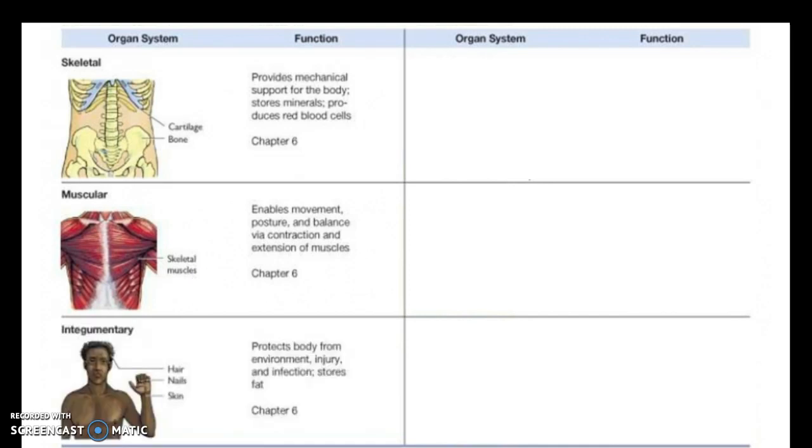Then, integumentary system, and that is basically a big, long, fancy word for your skin. And it's not just the skin, it's the hair, the nails, anything on the outer exterior part of your body is part of the integumentary system. The job is to protect us from the environment, injury, infections. It also stores fat. There's a layer of fat just beneath our skin.